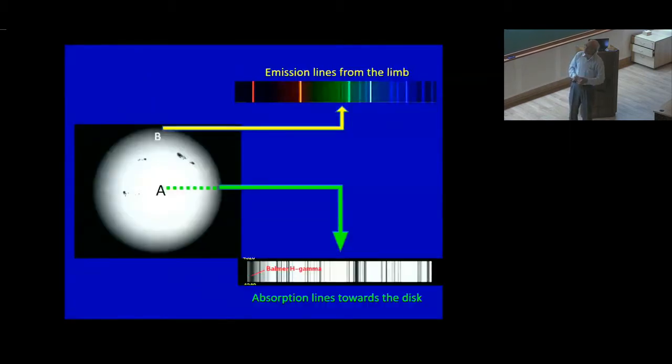The second thing is, if I point the slit of the spectrograph to the limb of the sun, like point B there, what I see are emission lines, like from the tube light. But when I point the slit of the telescope to the disk of the sun, anywhere in the disk of the sun, I see absorption lines and not emission lines. So we need to understand why we see absorption lines and not emission lines.